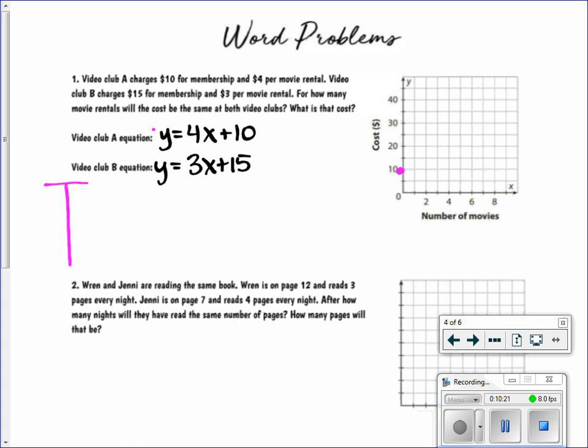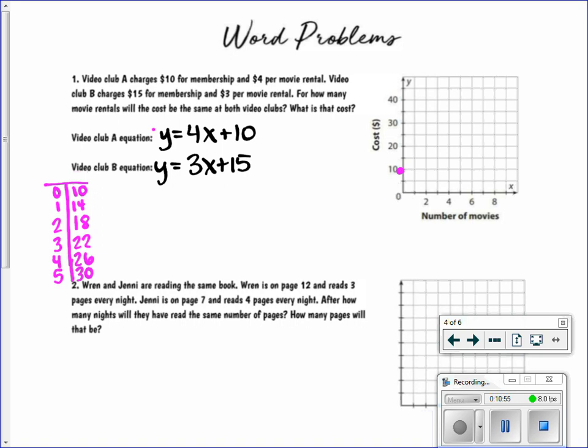So, if we make a table, we have 0, 10. One movie would cost 14. 2 movies would be 18. 3 would be 22. 4 would be 26. 5 would be 30. I ran out of space, so maybe let's just add on if we need to.